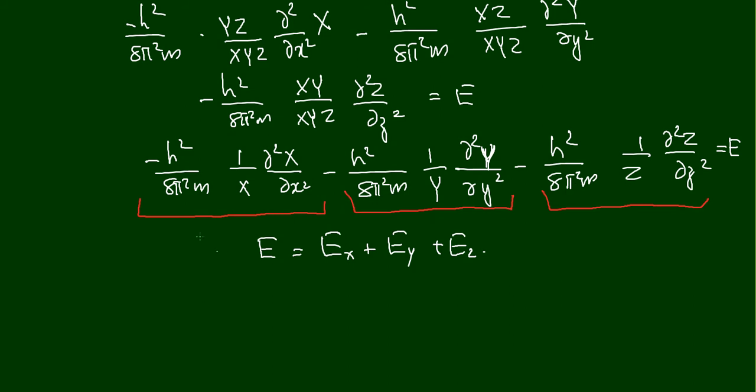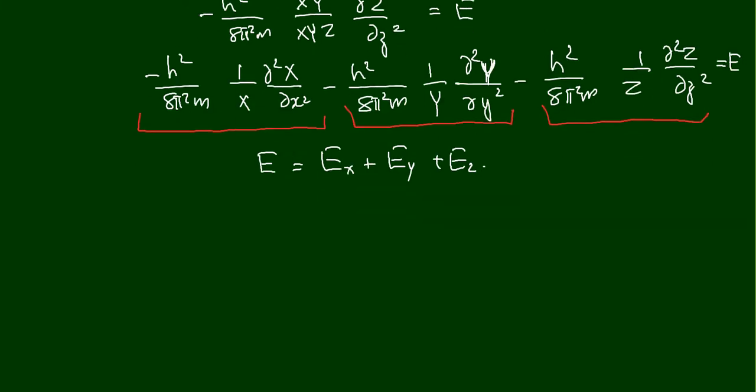So we can write minus h square divided by 8 pi square m, 1 by X del square X by del x square, minus h square by 8 pi square m, 1 by Y del square Y by del y square, minus h square divided by 8 pi square m, 1 by Z del square Z by del z square is equal to Ex plus Ey plus Ez. Instead of E we can write Ex plus Ey plus Ez. So it means that we can now separate these equations into three simpler equations, right?